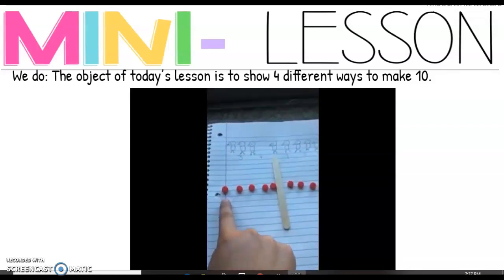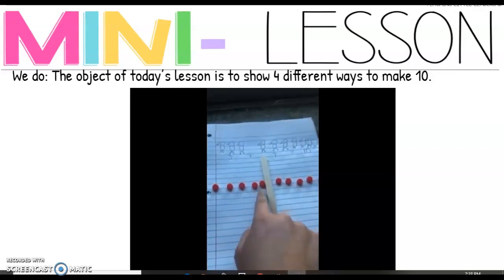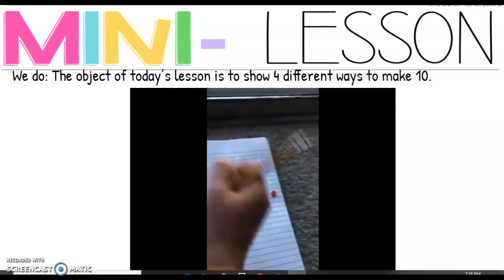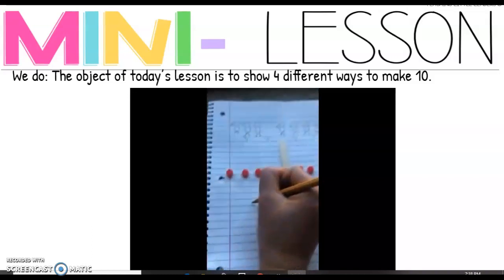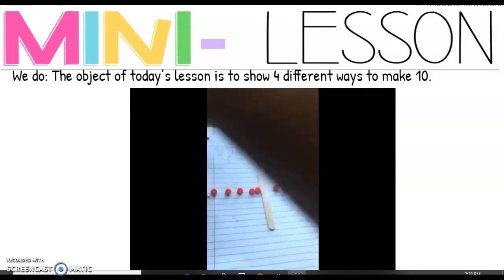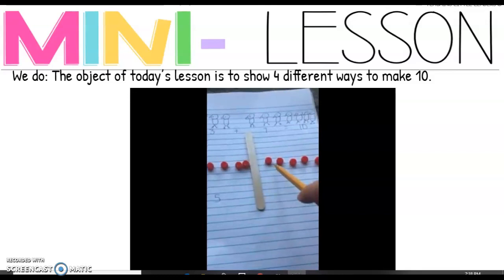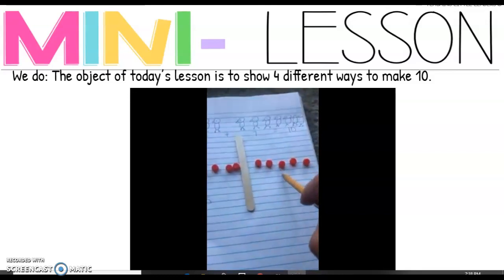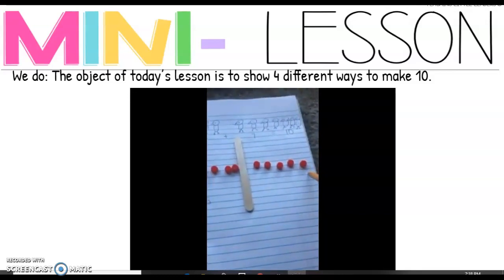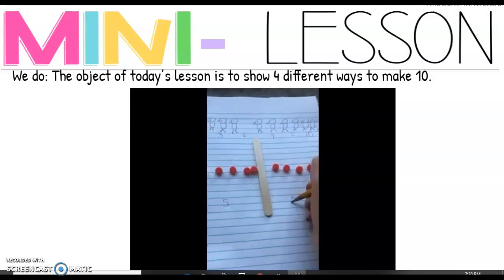Count with me. 1, 2, 3, 4, 5. Alright, I'm going to write the number 5. And then let's count how many are on this side. 1, 2, 3, 4, 5. We'll write a 5 on this side.